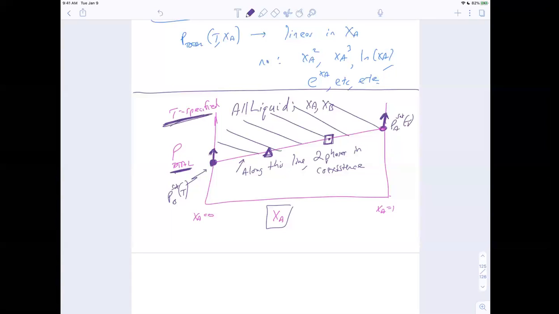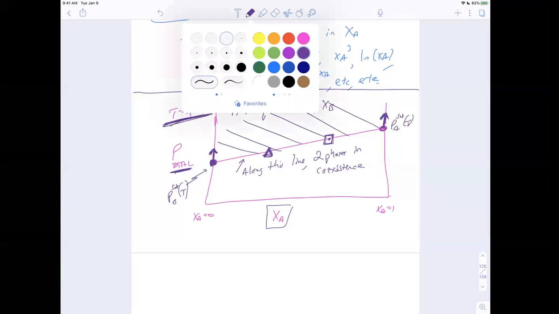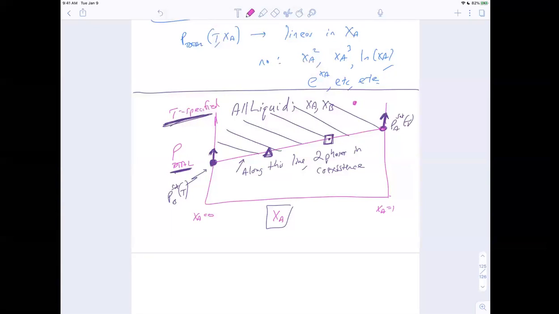Okay, so let me put it to you this way. If I start here, which is all liquid, of course it's still binary because the liquid can have a composition. There's no reason why a liquid can't be a mixture. So it can have X of A and X of B. But now if I start decreasing the pressure, I'm going to have all liquid, all liquid, all liquid until I hit this boundary right here. And at that point, I'm going to start making vapor.